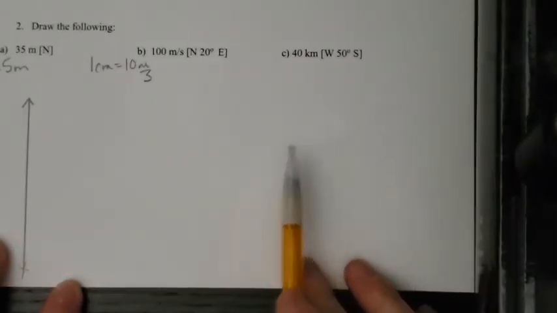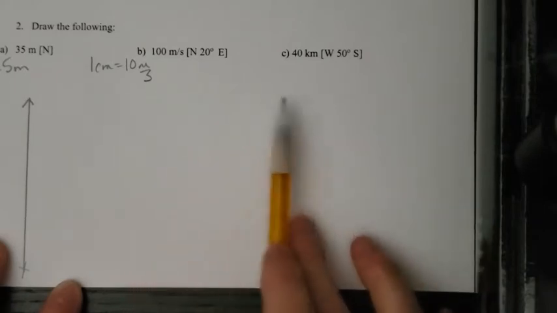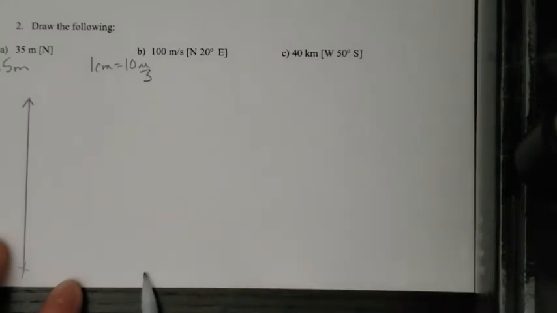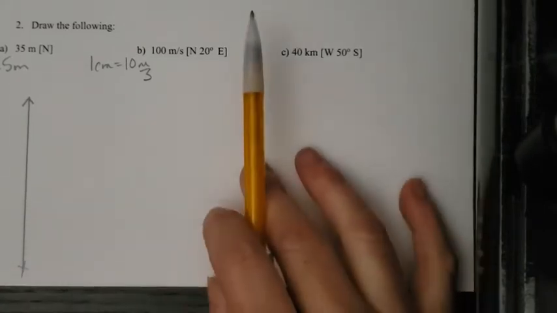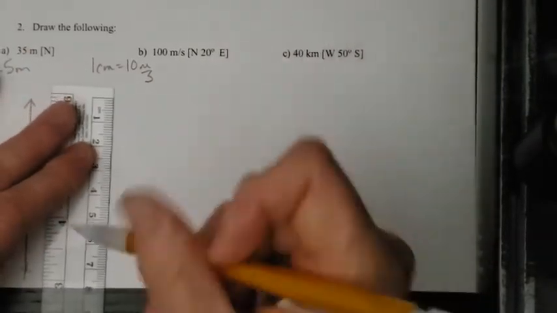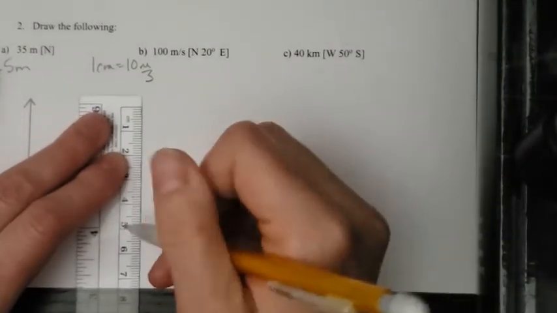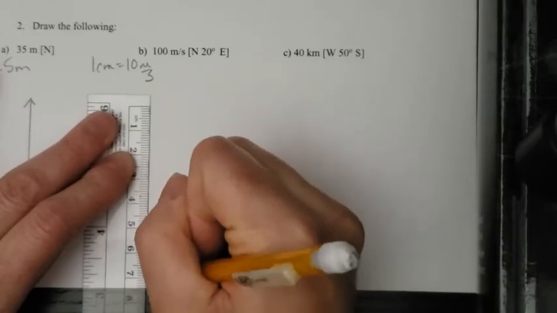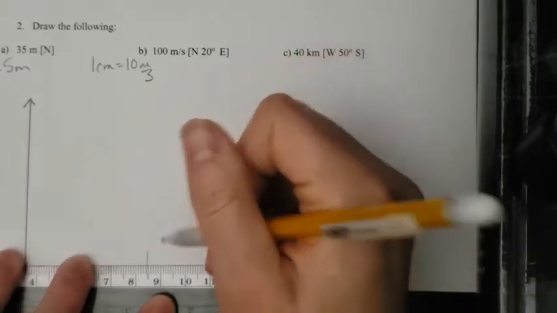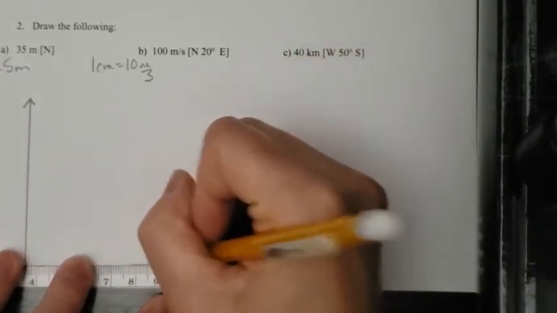I need my starting point. Well, I'm going north and to the east, so I need to start down here someplace. And for my little starting point, I'm just going to draw little crosshairs down. Let's just move this over a little bit. This way I could just line up my protractor nice and easy.